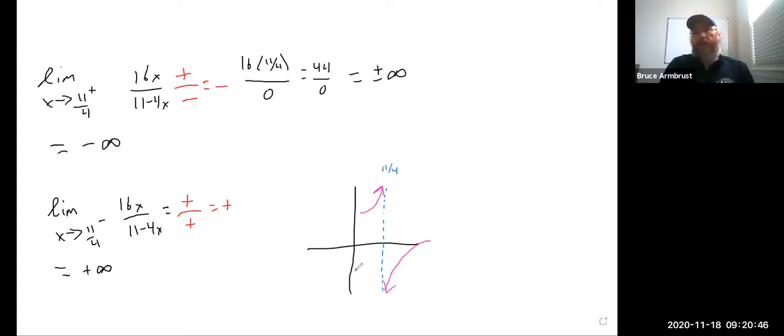Now, what the rest of this graph looks like, I don't know. But we could do the calculus on it, right? We could do non-calculus. We could find intercepts, look for symmetry, and stuff like that. We could go to the calculus to figure out increasing, decreasing, and concave up and concave down, and extrema and inflection points. And then we could put that all together. But at least I know that at 11 fourths, this is the story. I'm going down on the right and up on the left.